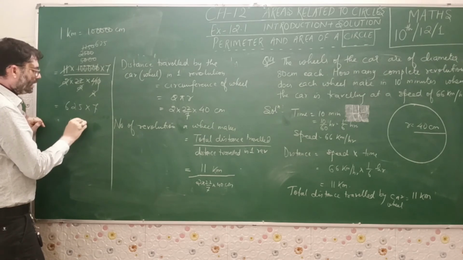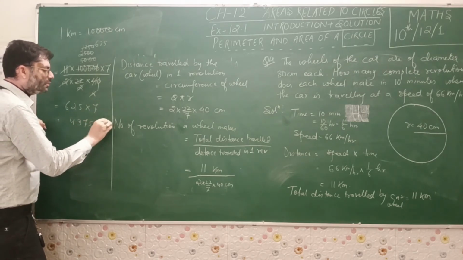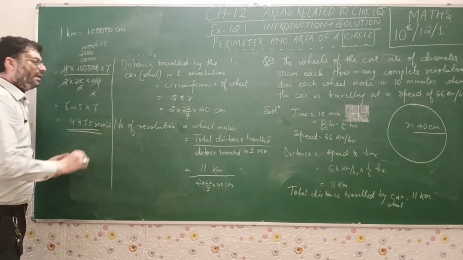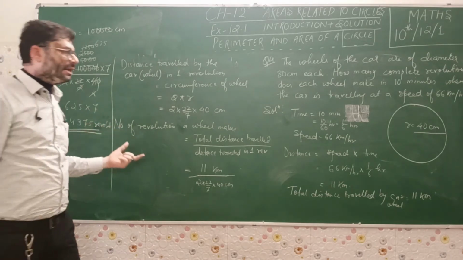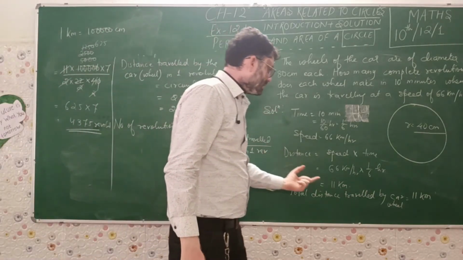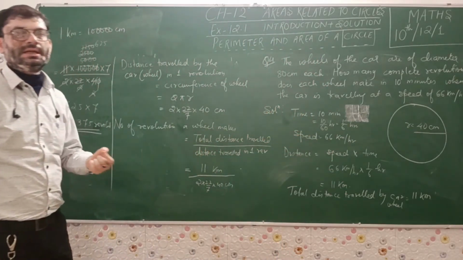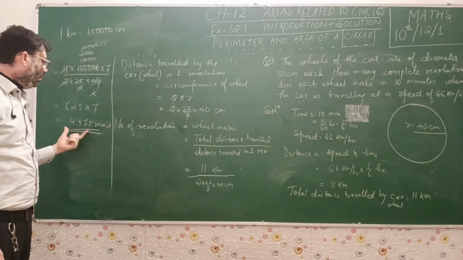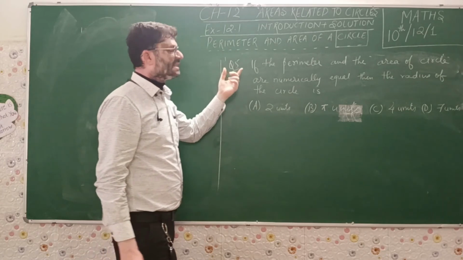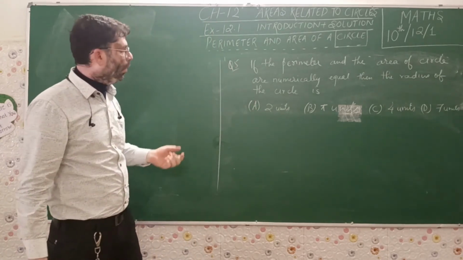This is 4,375 number of revolutions. So the wheel will make 4,375 revolutions in order to cover a distance of 11 kilometers. So the total number of revolutions that the wheel makes is 4,375. Question number 5. It's an MCQ based question and the last question of exercise 12.1.